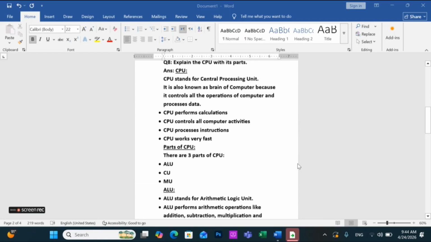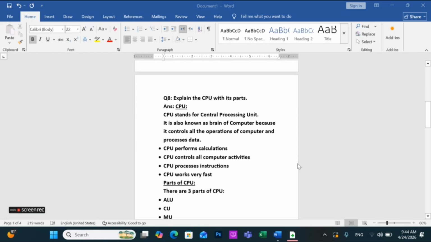So this is your question number 8. This is your long question and you have to write this in a neat and clean form in your notebook. So the question is: explain the CPU with its parts.